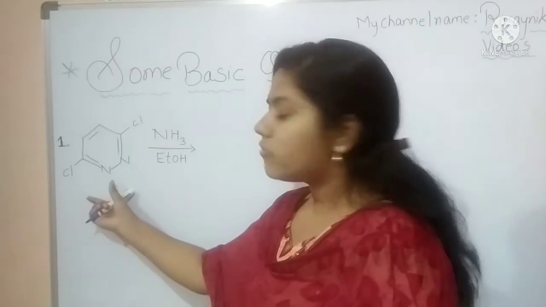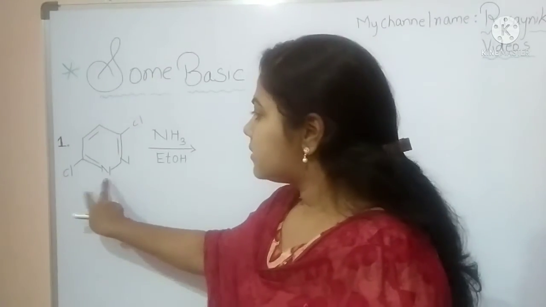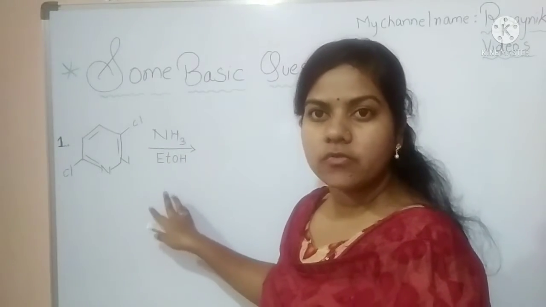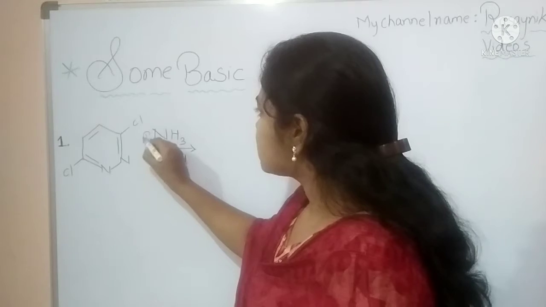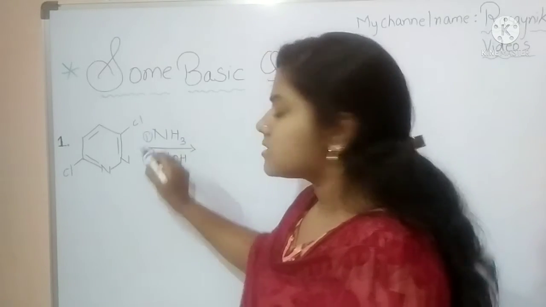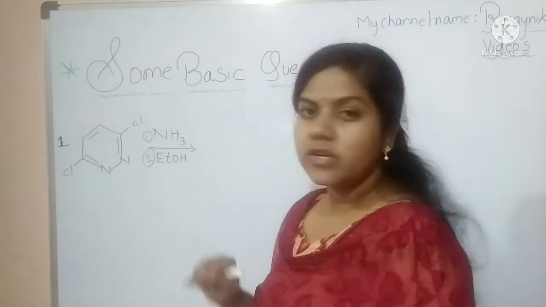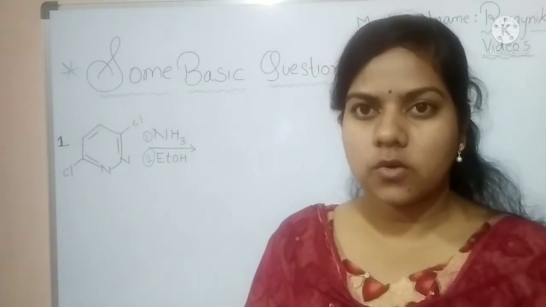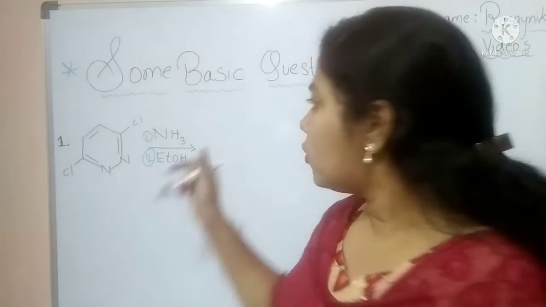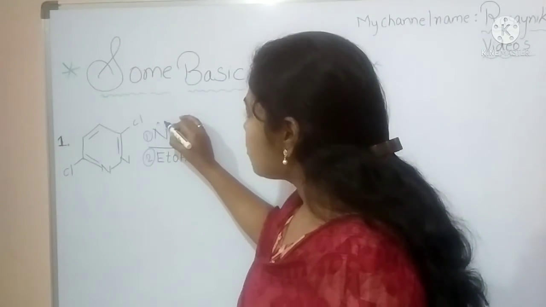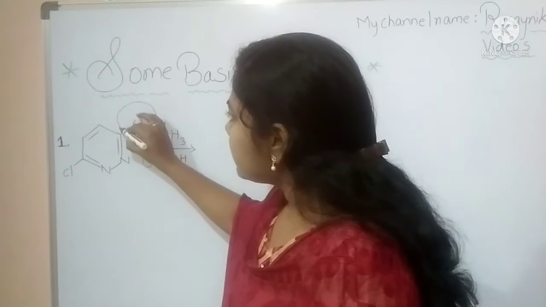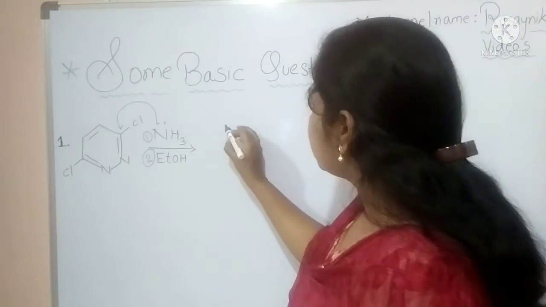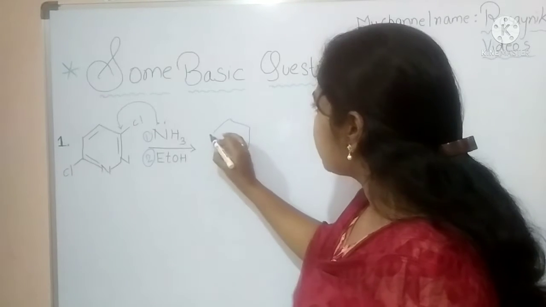Now, the first question: this molecule is reacting with an NH3 molecule and then with a base. This is the first step and this is the second step. This is the ammonia molecule, and this nitrogen contains a lone pair of electrons, and this lone pair will attack on this side. Now, how will the molecule form?